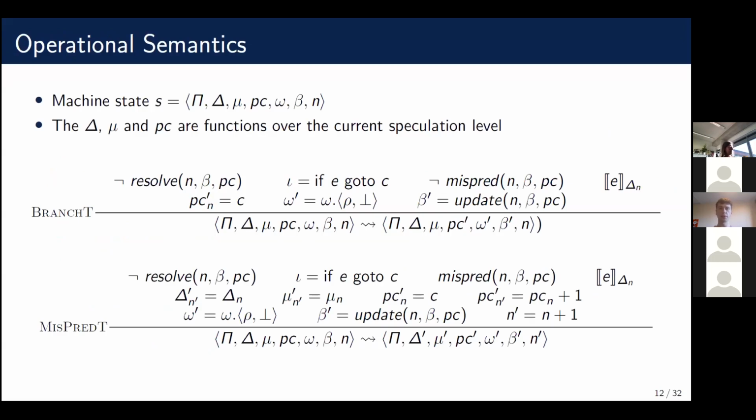We present the operational semantics over machine state S, which consists of the program memory, pi, the register state, delta, the data memory state, mu, the program counter, PC, a trace of the instructions and data memory accessed, omega, the branch predictor, beta, and finally the speculation level, which is just n. Register state, data memory state, and program counter are all functions over the current speculation level. This enables the differentiation between the speculative and architectural states.